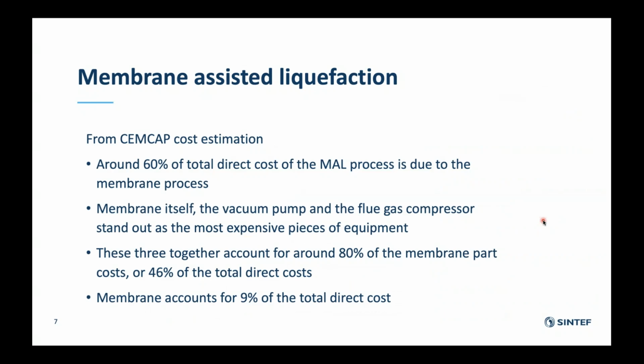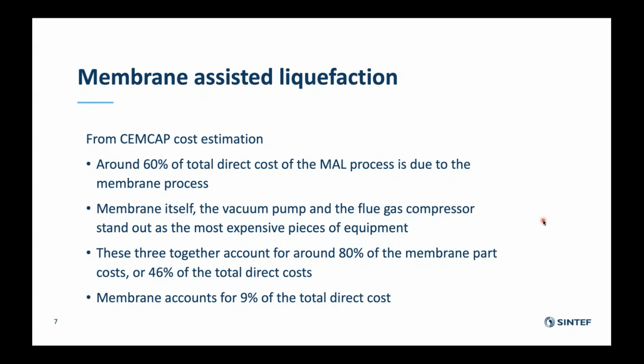From the SEMCAP cost estimation work done in work package 4, we can see that around 60% of the total direct cost of the membrane-assisted liquefaction is due to the membrane part, or the membrane process itself. The membrane, the vacuum pump, and the flue gas compressor are the most expensive pieces of equipment, and together they account for 46% of the total direct cost of the process, which is a significant part. The membrane accounts for 9%, so it's not the most significant; the compressor and the vacuum pumps are important.